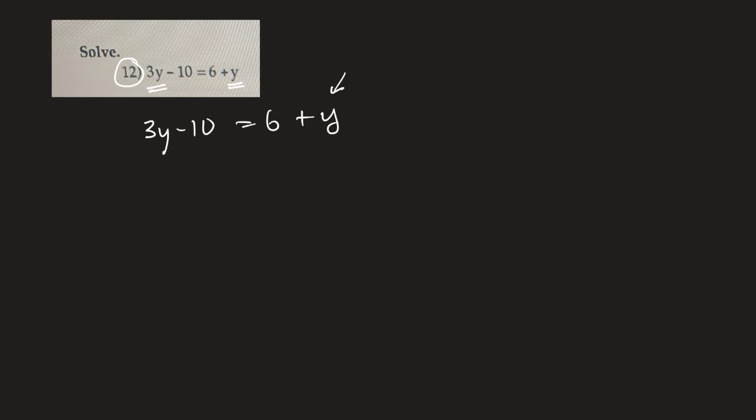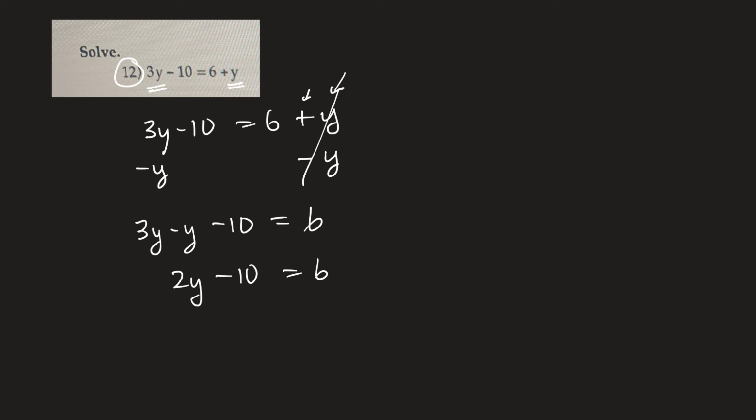To move it, since I'm adding it, I'm going to subtract y on this side, and that will cancel them out on the right side. But if I subtract a y on the right side, I also have to subtract a y on the left side. So I'll have 3y minus 10 is equal to 6. And of course 3y minus y is 2y minus 10 is equal to 6.